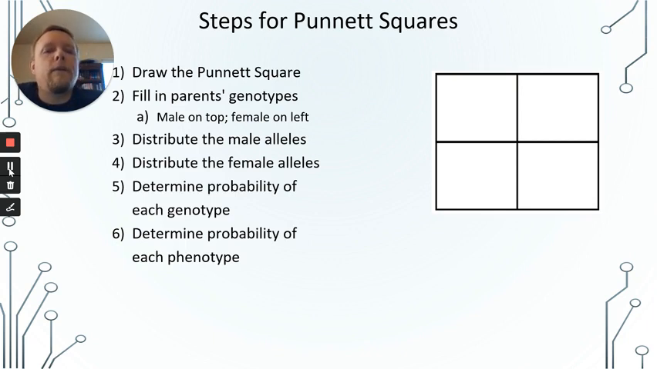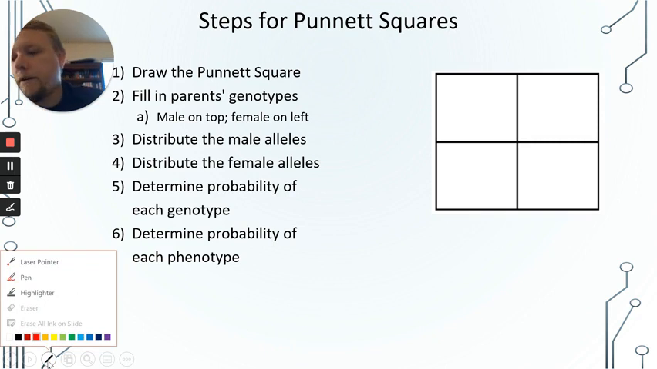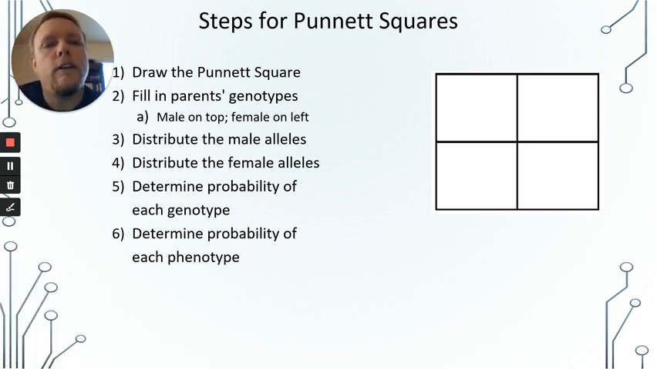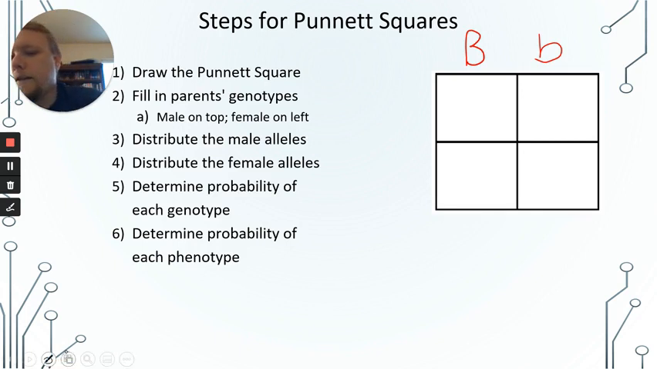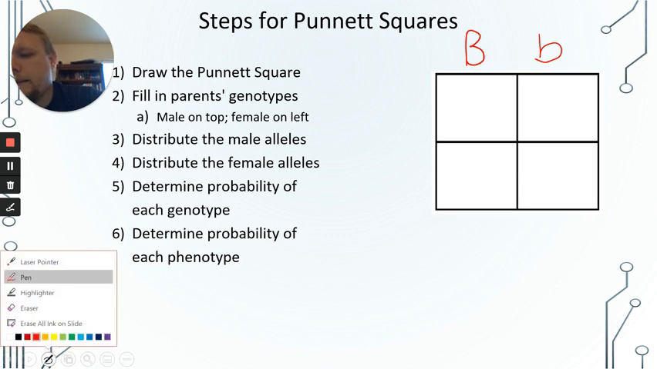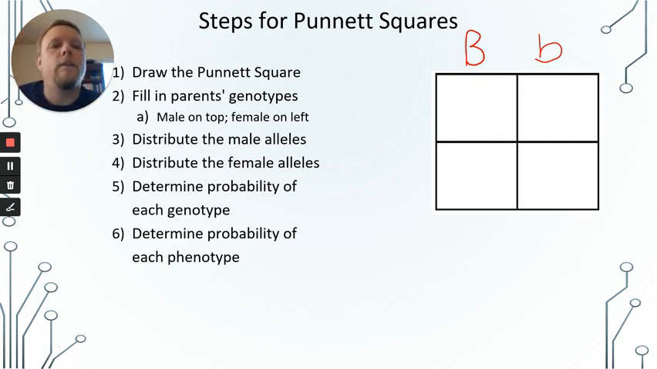So the male's genotype goes on the top. We said they're both heterozygous. So I'm going to draw, let me turn on that mode. I'm going to draw up here the male's genotype. So the male is capital B, lowercase b. You'll see I put one letter above each column. And I also said that the female was heterozygous. So then over here on the left, I'm going to put capital B and lowercase b.